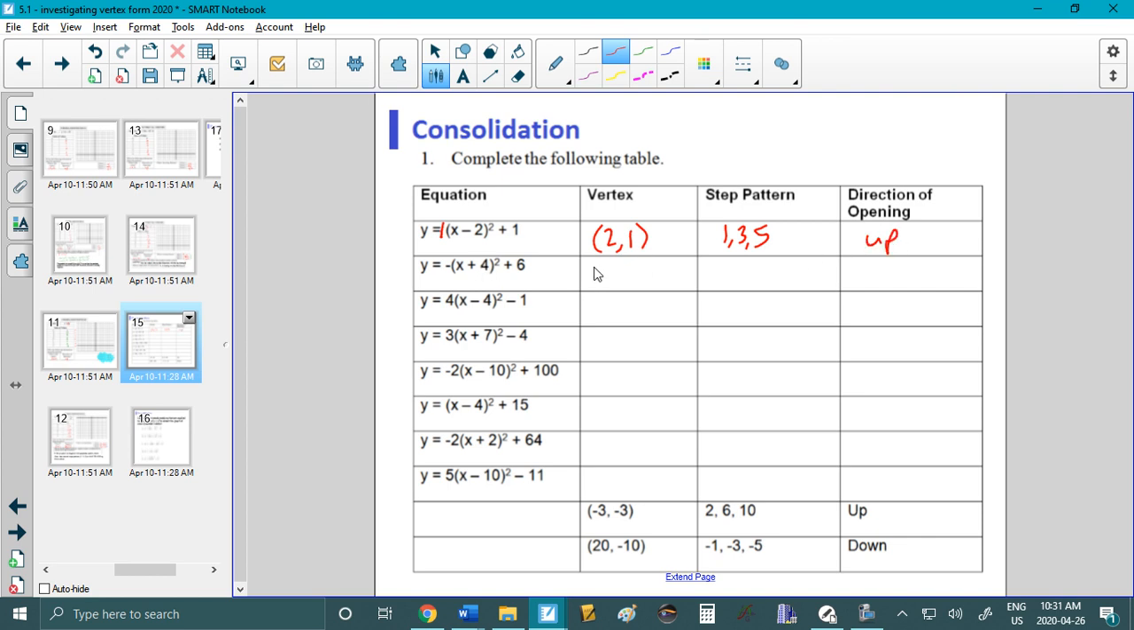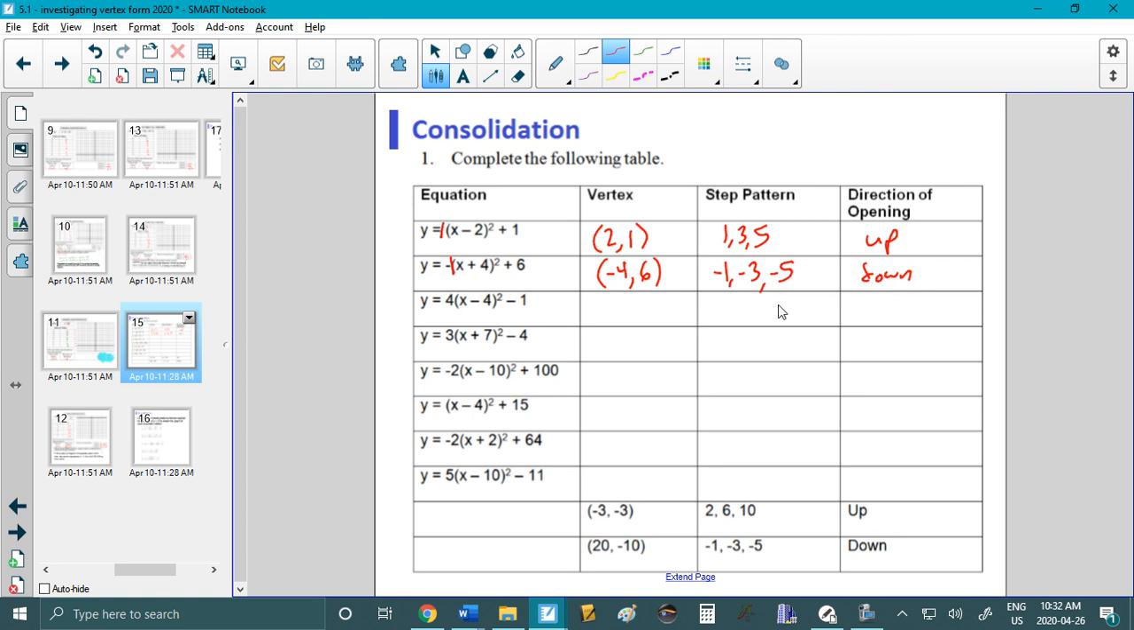The next one, again, you can pause and do this if you want. I really encourage you to pause and do this. I'm going to fill it in, and it'll just kind of happen instantly soon. So for the next one, x plus 4, so the x value is negative 4, and the y value is 6. The step pattern, my a is negative 1, so instead of going up 1, up 3, up 5, it's going to go down 1, down 3, and down 5. Because the step pattern is negative, because a is negative, it opens down.